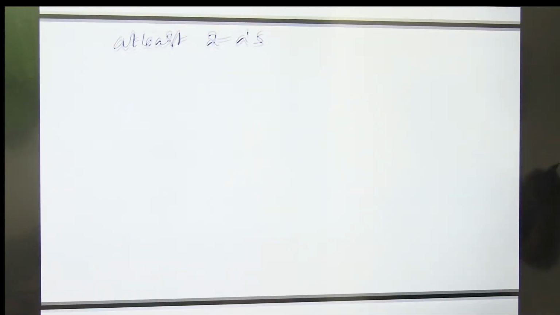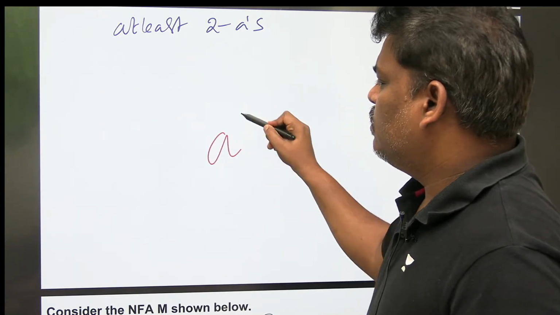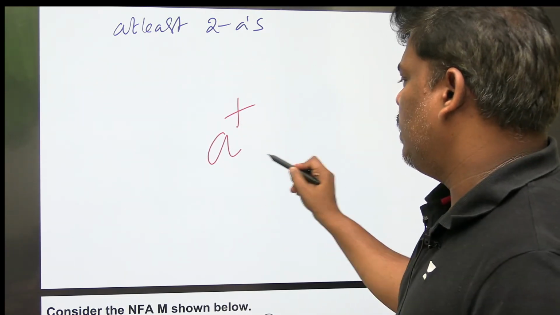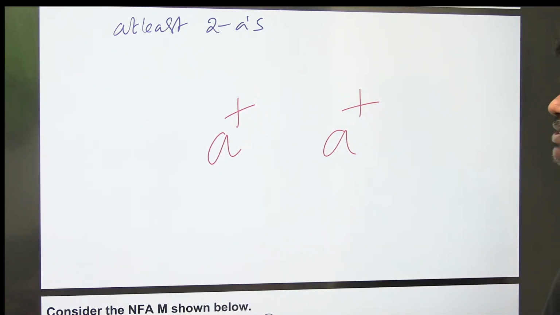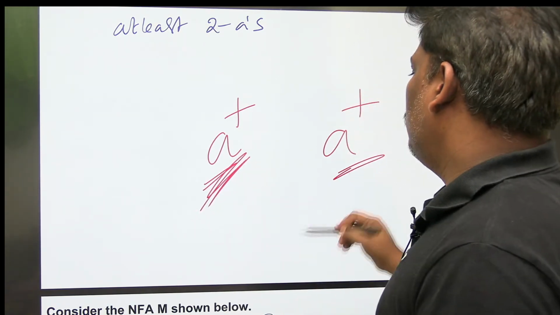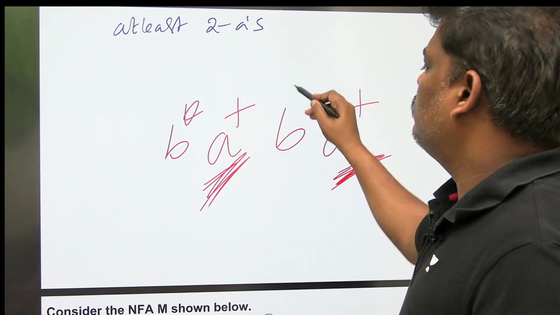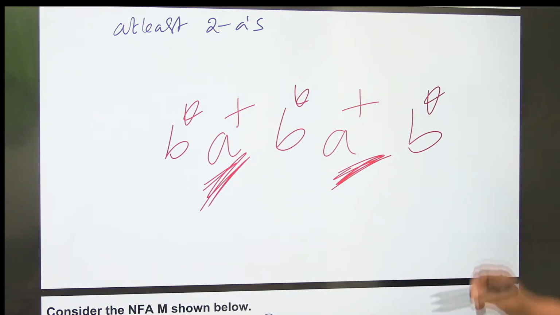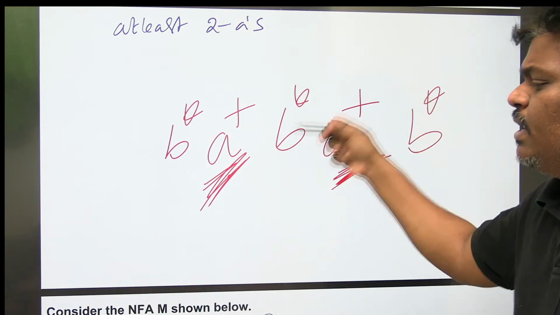Now at least 2 A's. See this one: A plus means minimum 1 A, and here you can take 1 lakh A's also. The next one is B star. This is the answer. With A plus you can take any number of A's, minimum 1 A guaranteed, and B's can be anywhere, any number of times.